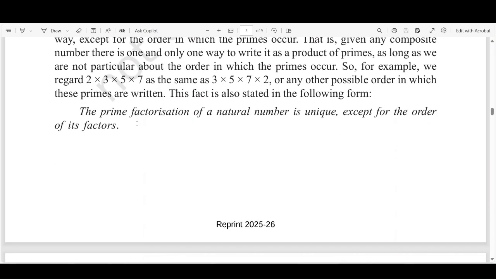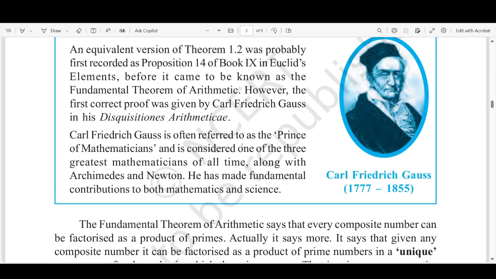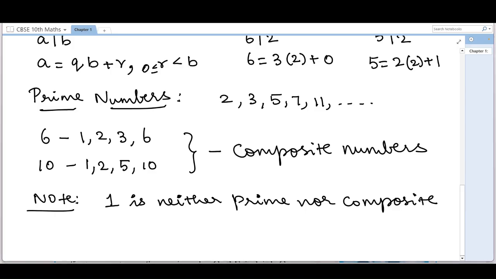We can also restate this theorem in such a way that the prime factorization of a natural number is unique except for the order of its factors. For example, if you have the factors 2 into 3 into 5 into 7, you can also write it as 3 into 5 into 7 into 2. Both are considered to be the same. And one more important thing we have to note in the theorem statement is that its factorization is unique. That is very important. I'll give you one example.